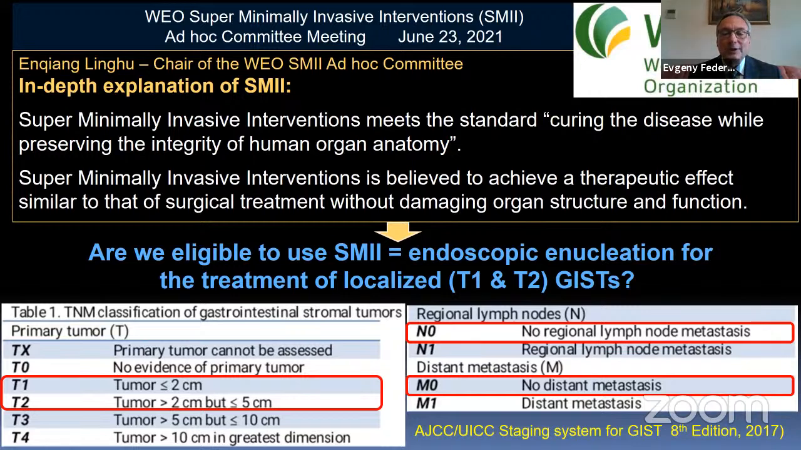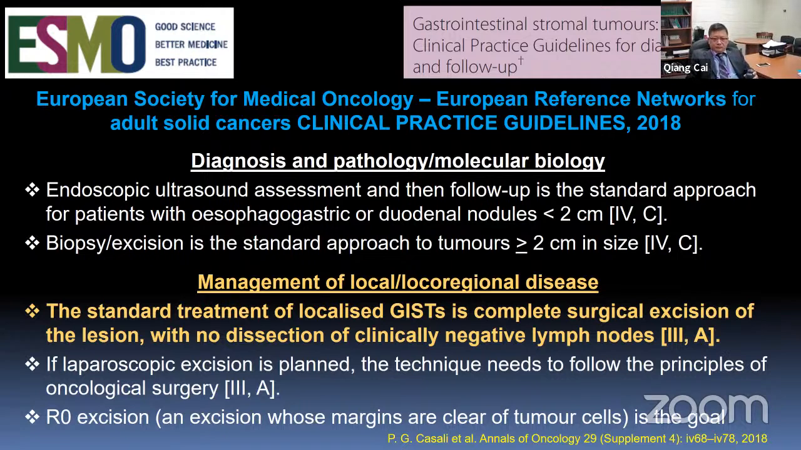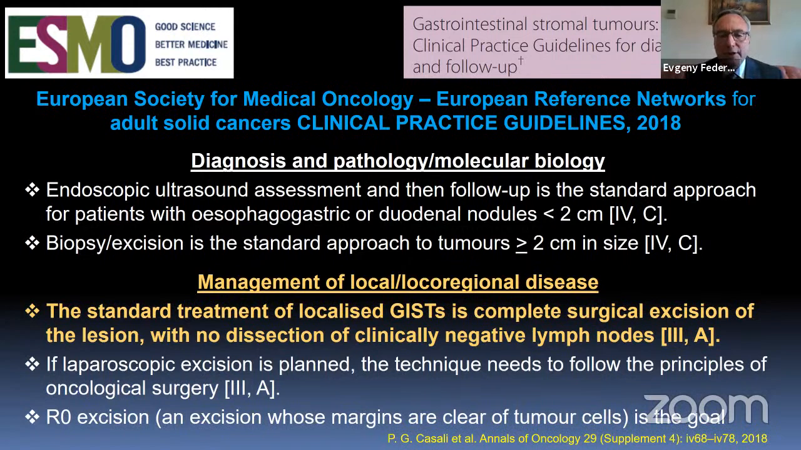That's why, to clarify my question, are we eligible to use endoscopic enucleation for the treatment of localized T1 and T2 GIST? Of course, without regional lymph node metastasis and distant metastasis. Let us see the available clinical guidelines, the latest guidelines. For example, if you look at the European Society for Medical Oncology and European Reference Network for Rare Solid Cancers clinical practice guidelines, in the chapter on management of local or locoregional disease, you will find only that the standard treatment of localized GIST is complete surgical excision of the lesion with no dissection of clinically negative lymph nodes. Not a word about endoscopic resection.